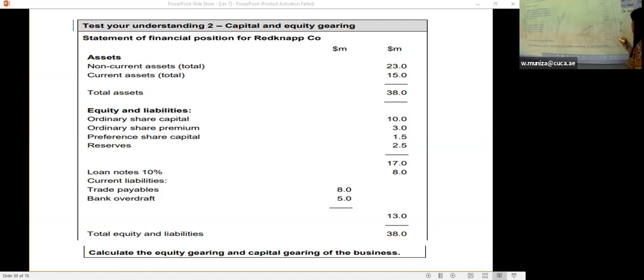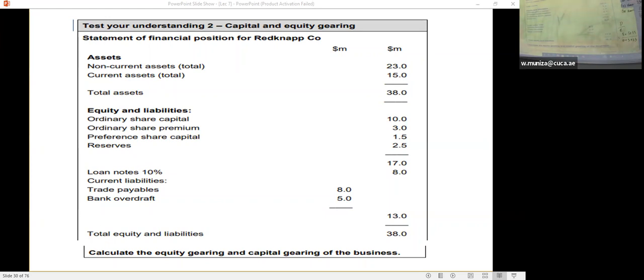Debt over equity, if you are using this formula, the total debt is this one, 8, plus this bank overdraft, 5, plus preferential capital of 1.5. And equity you have to take 10 plus 3 plus 2.5. If you are taking debt over debt plus equity, that is capital gearing, the numerator is going to remain the same, divided by 8 plus 5 plus 1.5 plus this one, 10 plus 3 plus 2.5.